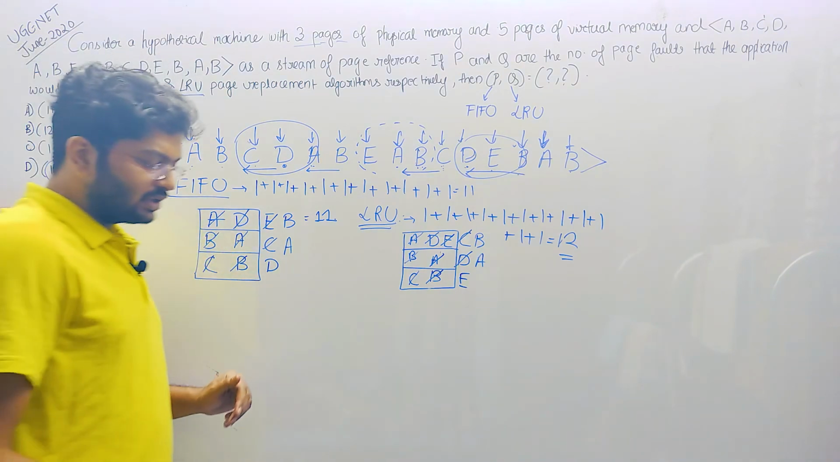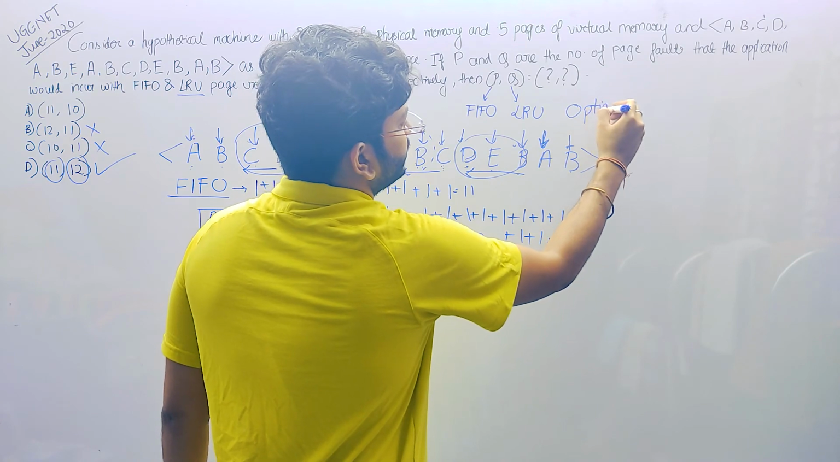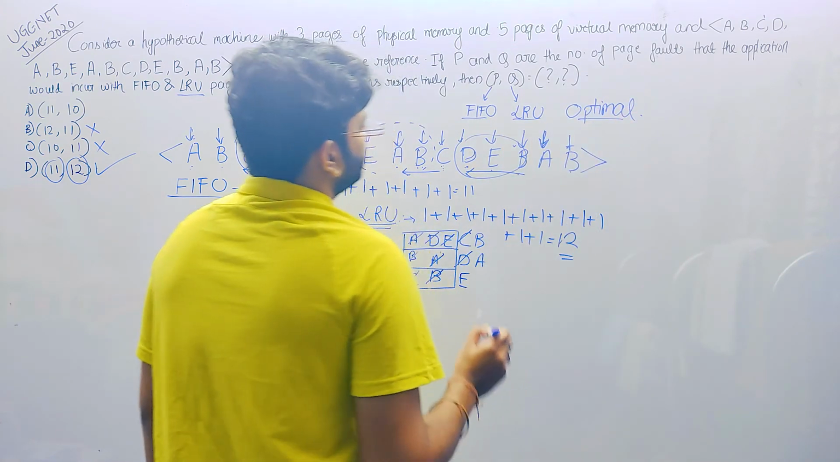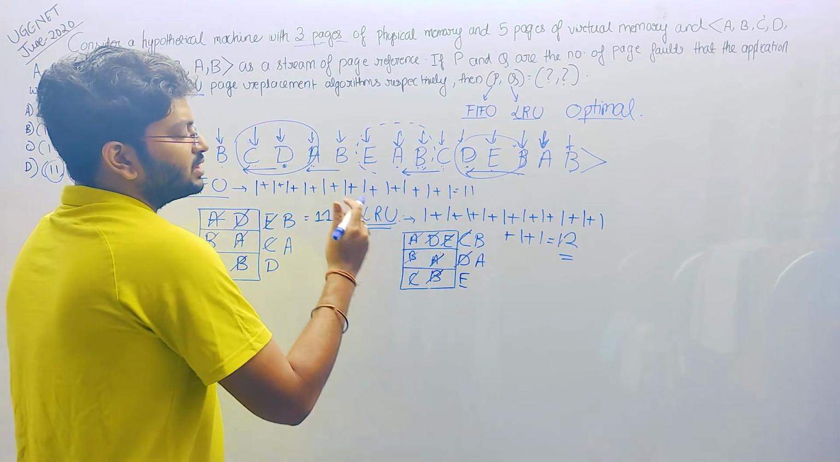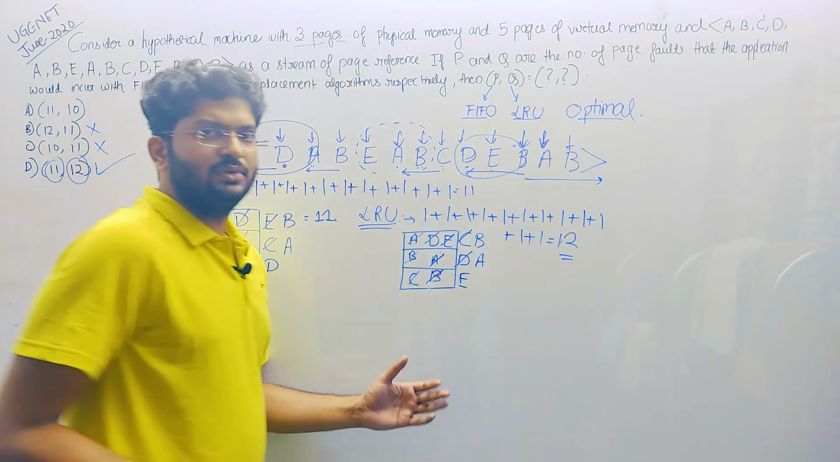And we have another page replacement algorithm also, which is optimal. These are basically the 3 page replacement algorithms: FIFO, LRU and optimal. As in LRU, we are looking into the past. In optimal, from the present situation we have to look into the future. That is a basic difference.